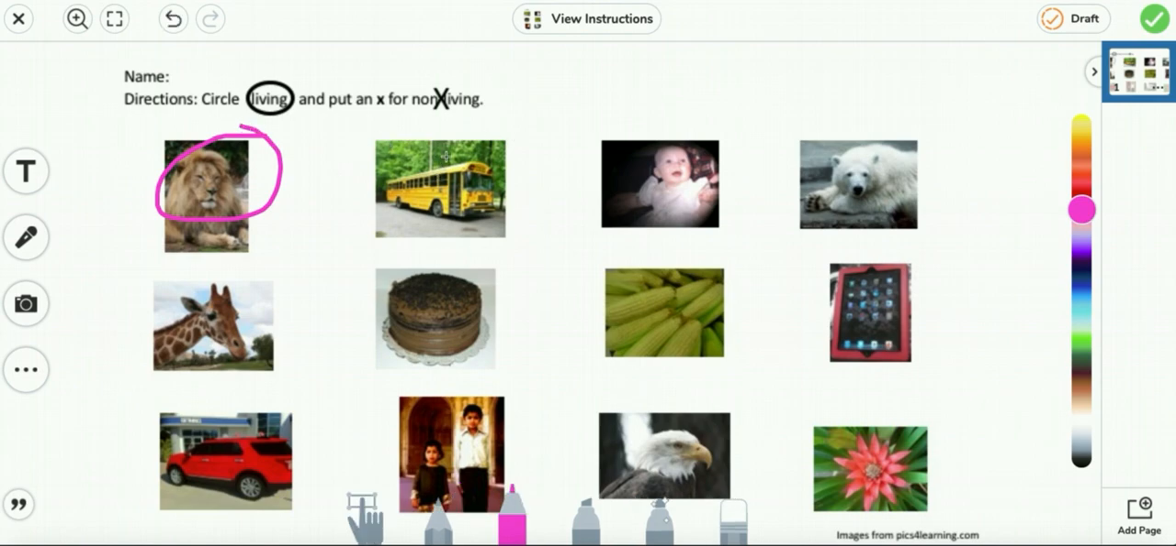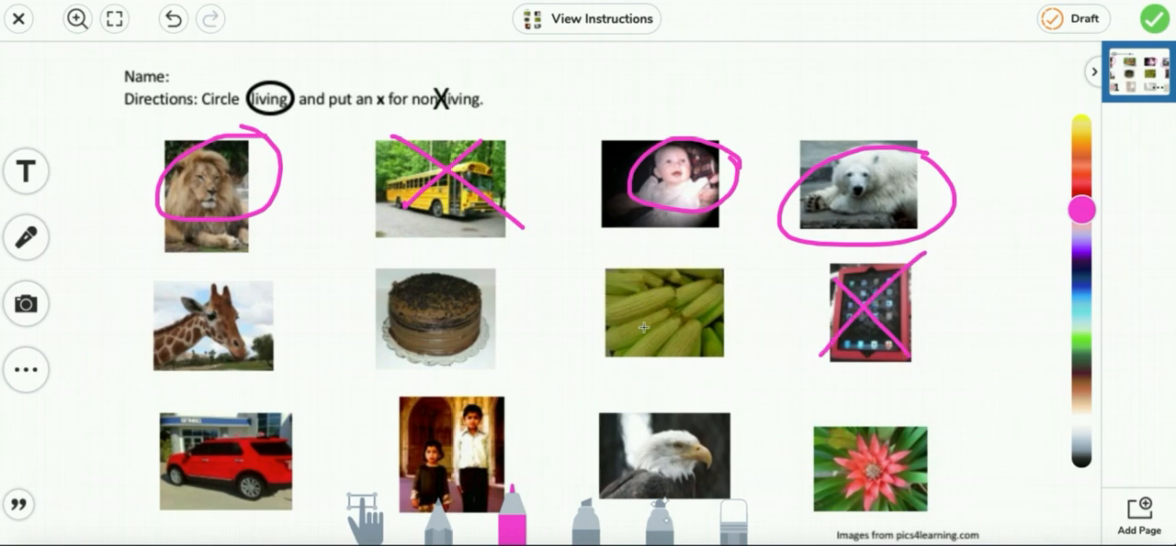What is this? A school bus. Is it living or non-living? Non-living. What about the baby? Living. The polar bear? Living. What's this? A tablet or an iPad. Is that living or non-living? Non-living.